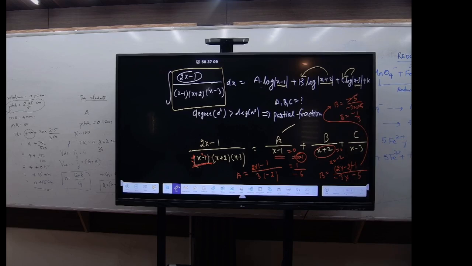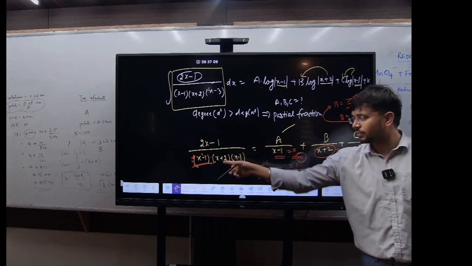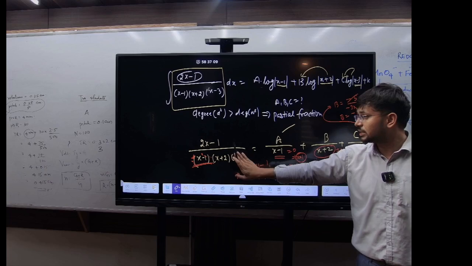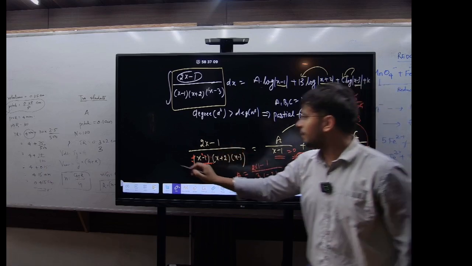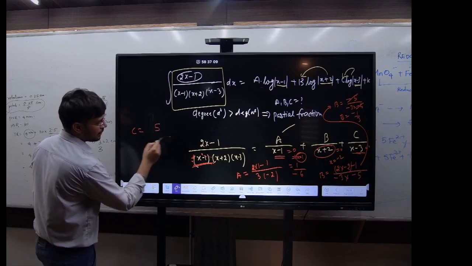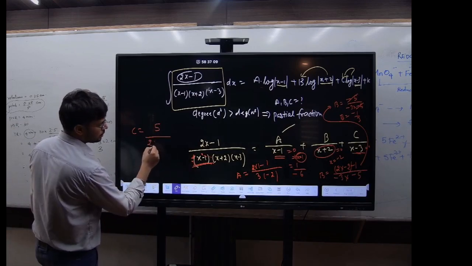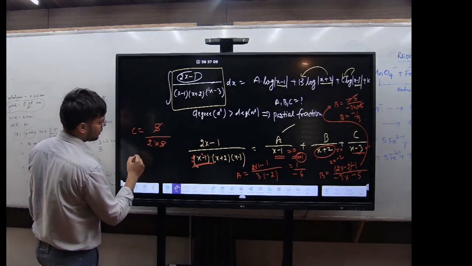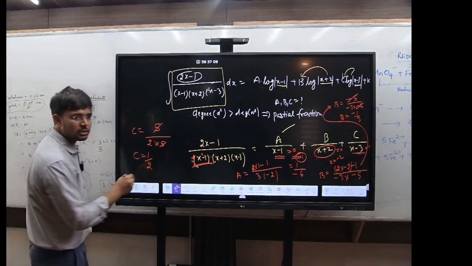And for C, what I will do? Put x minus 3 equal to 0. What is the value of x? 3. Now from here, which factor we have to remove? This. And put x is equal to 3. So 3 into 2, I will write C. C is 3 into 2, 6, 6 minus 1, 5, 3 minus 1, 2, 3 plus 2, 5. So 1 by 2. This is the answer.